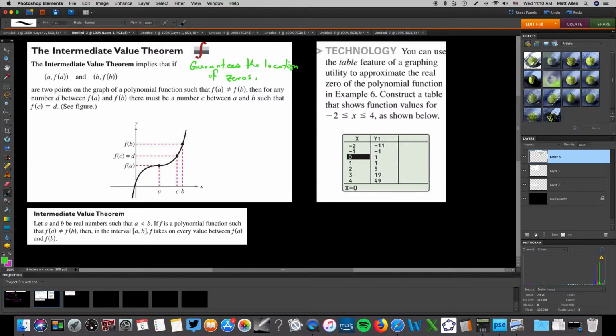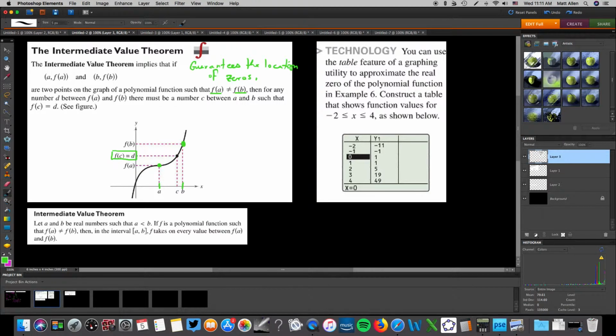It says that the intermediate value theorem implies that the point A, f of A, which is this point right here, and B, f of B, which is this point right here, are 2 points on the graph of a polynomial function such that f of A does not equal f of B. So what that essentially means is that there are these 2 points on the graph that are at different y values. If that's the case, then for any number d between f of A and f of B, and so what I want you to see here is this. We have this number d, and d is this height between f of A and f of B. It says for any number d between f of A and f of B, there must be a number c between A and B, so you see your c value down here, such that f of c equals d.